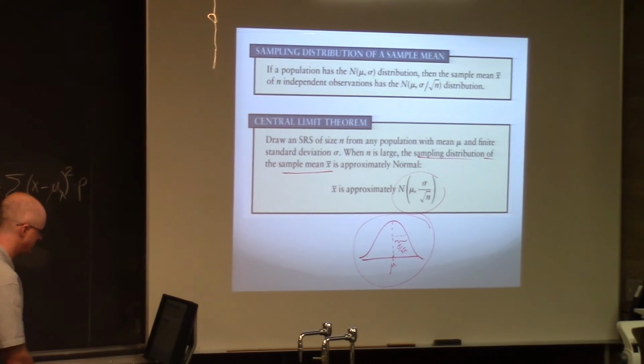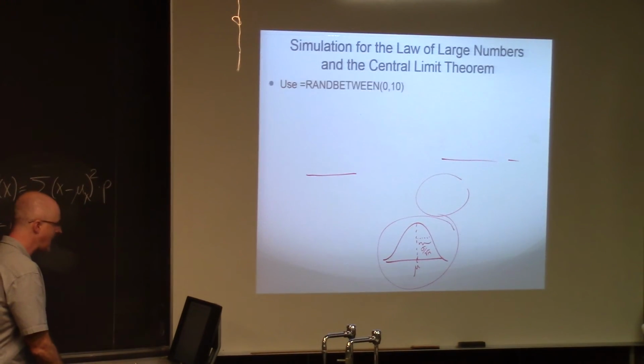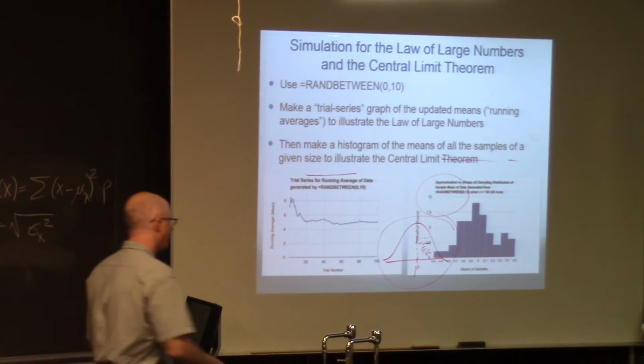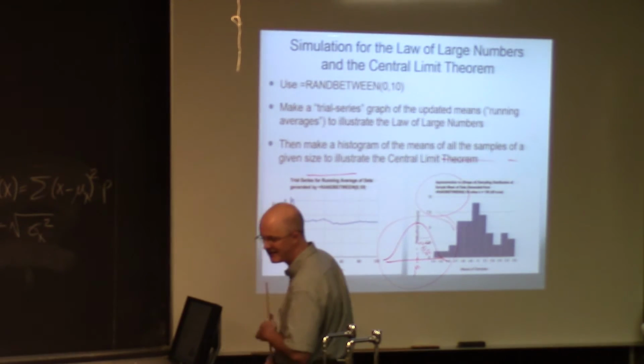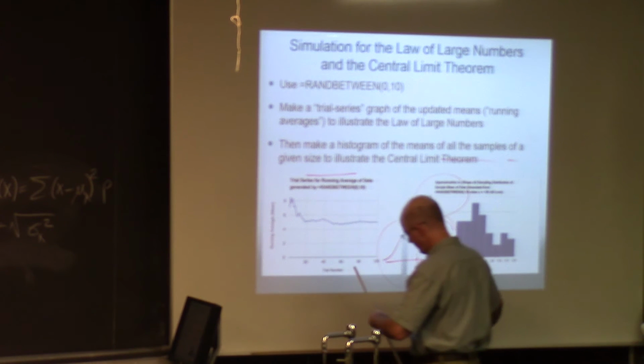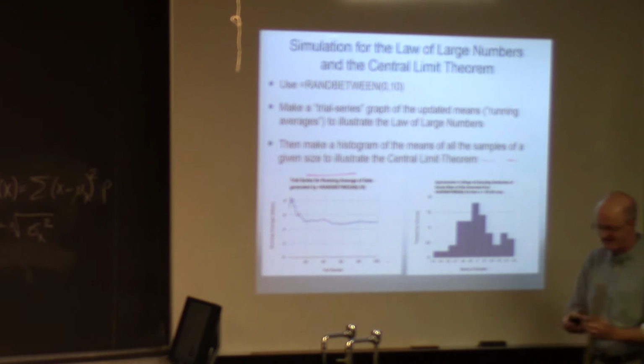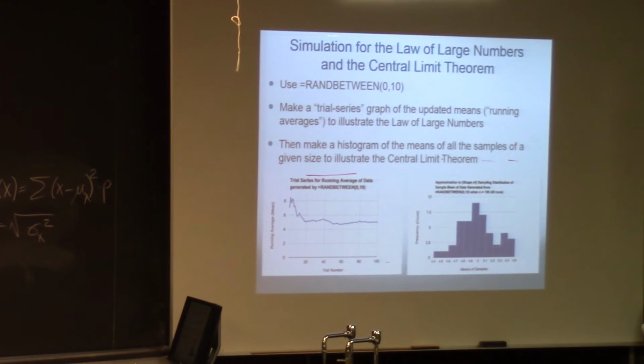Here's an illustration of it with an example. I don't have time to go through the actual spreadsheet stuff, but I want you to understand the concept of what I did here. I did it on a spreadsheet, and maybe I'll share this with you after class, and you should look over it if you want to understand it better. I used random between to get random numbers.